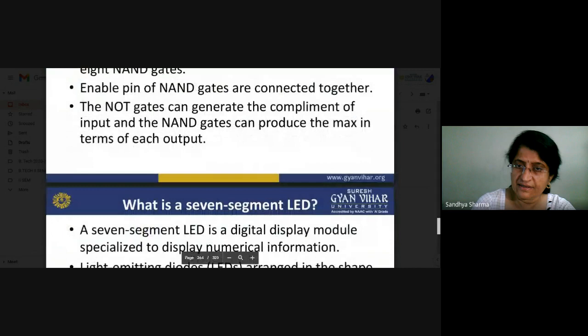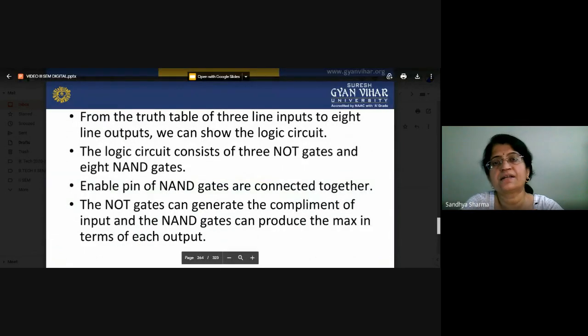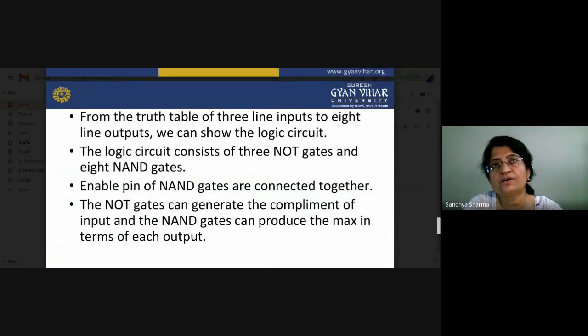So again, we can briefly describe the encoder and decoder. If we are talking about the encoder or decoder, in the encoder there is a drawback. What type of drawback? If two input lines are active at the same time, what will happen? If two input lines are high, it is difficult to decide which one will be executed first.